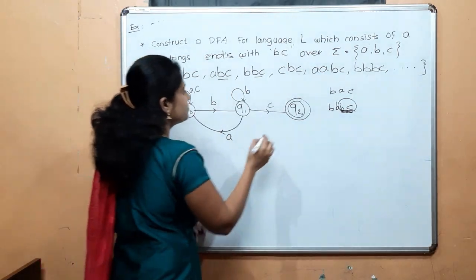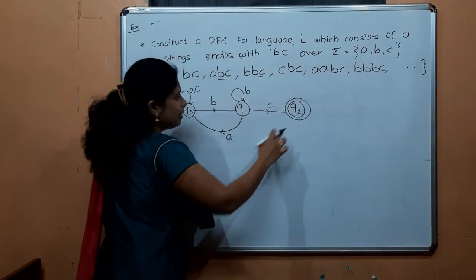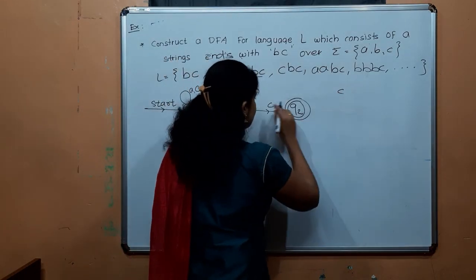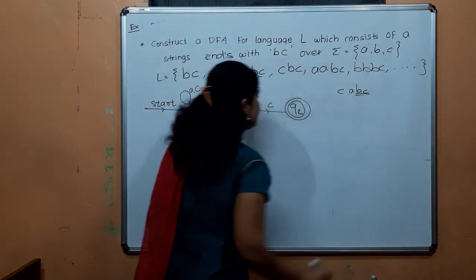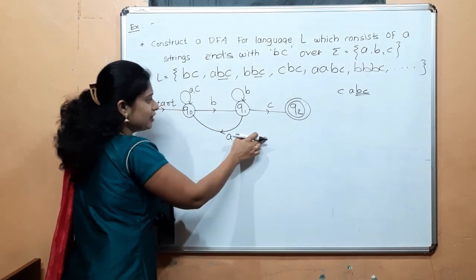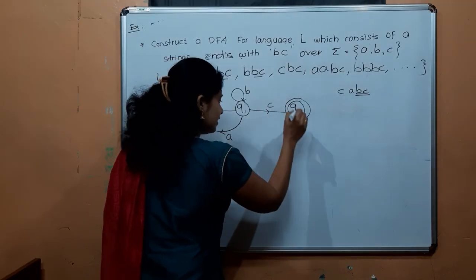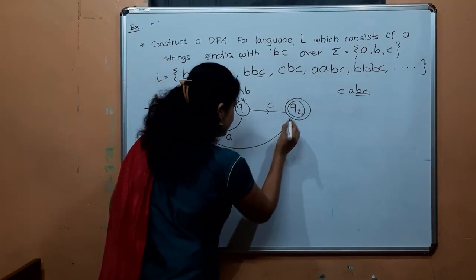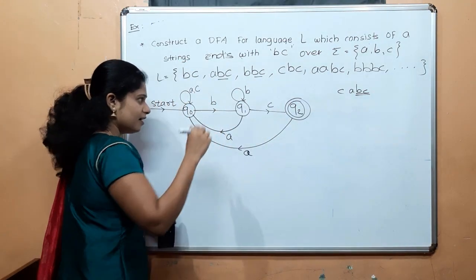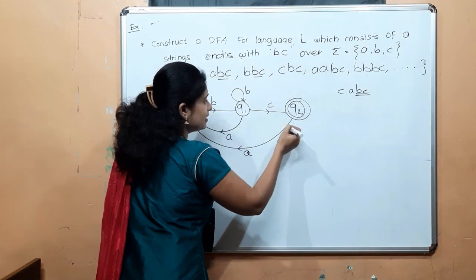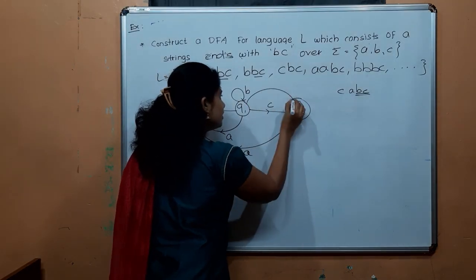See here, next. After C, if A occurs, then if I give A here, the string ends with AC, which is invalid. If the condition will be satisfied, then I can give A here. Now see here, A, B, C. Okay. After that, if B occurs after C, then what do we do? Then B will be given here.